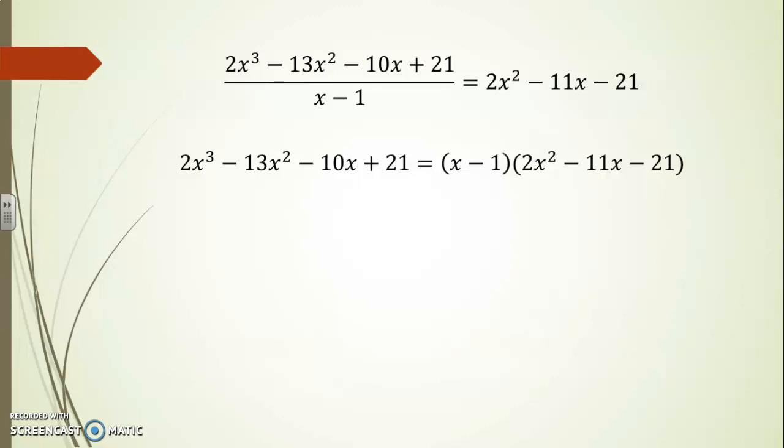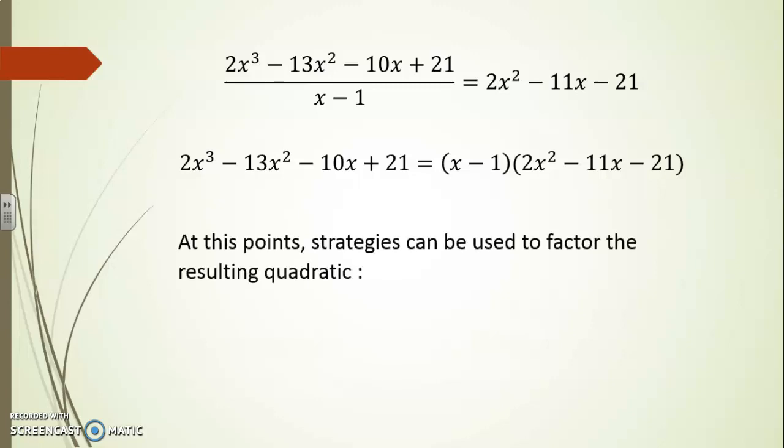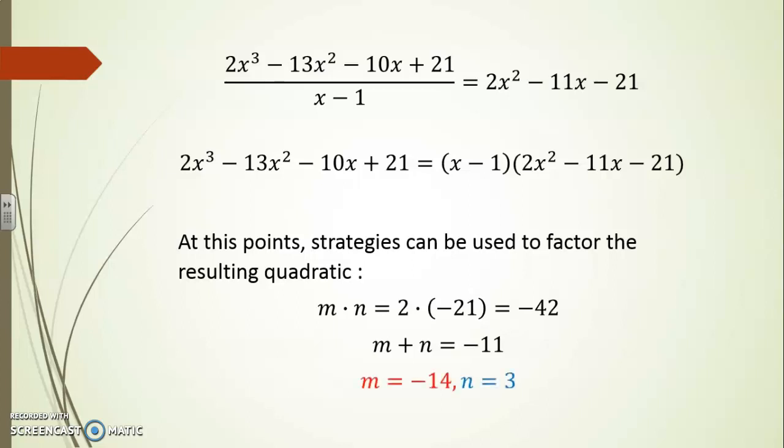Now we're in more familiar territory because in the case of quadratics, we can use procedures we've learned in the past. Notably, in this case, we could use the sum product method, looking for two numbers, m and n, that recreate the same number as the product of a with c, minus 42, and two numbers whose sum replicates the value of b, which is minus 11. We'll find minus 14 and 3 to respect both of these conditions.